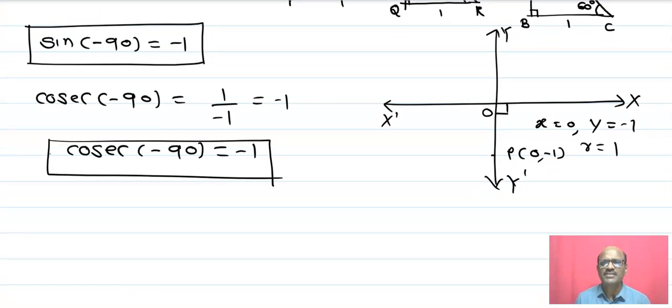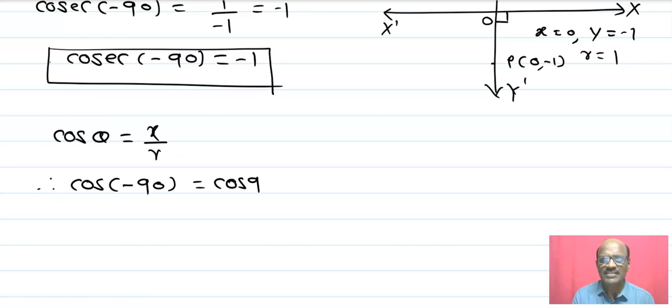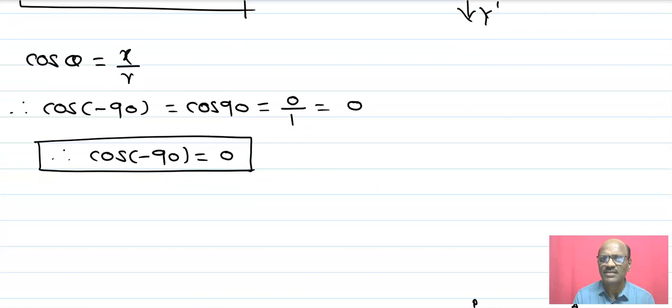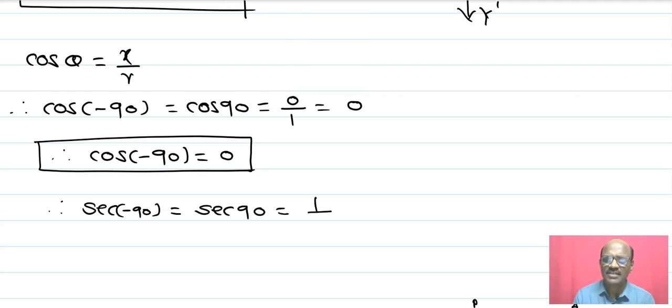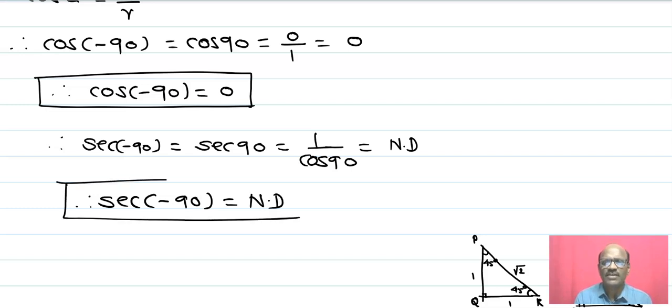Now this point P is here. It is on the negative y-axis. X is 0 and y is equal to minus 1. Now see this. Cos of theta is equal to x upon r. Now the value of x is 0 and r is equal to 1. Therefore, cos of minus 90 is equal to 0, and its reciprocal, that is sec of minus 90, absorbs the negative sign. That is equal to sec of 90. It is 1 upon 0, which means it is not defined.